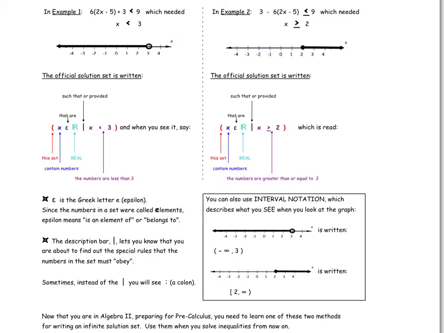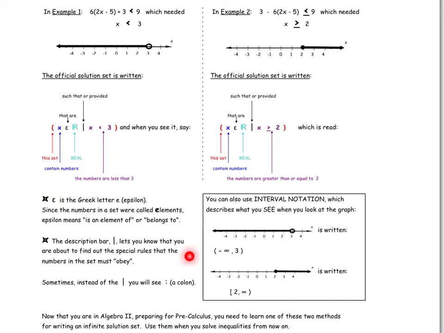This bar says that I'm about to provide you with additional information about your set. And after the bar, I put x is less than 3. You'll notice over here that I gave you a little background that this symbol is the Greek letter epsilon, the Greek letter E, and the reason for that is because when set theory was first created, they called the numbers or the things in the sets elements. Element starts with E, and so epsilon really means "is an element of" or "belongs to."